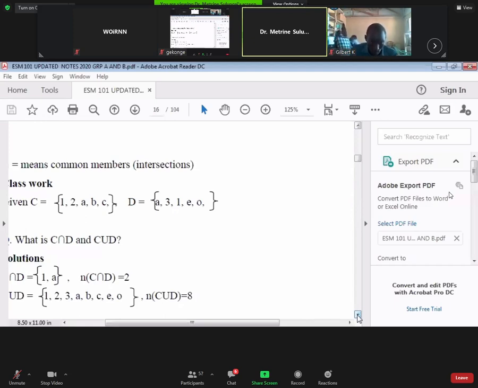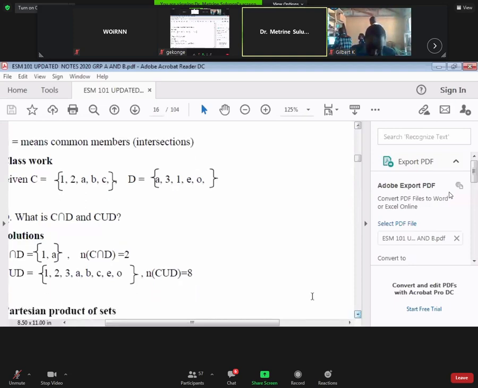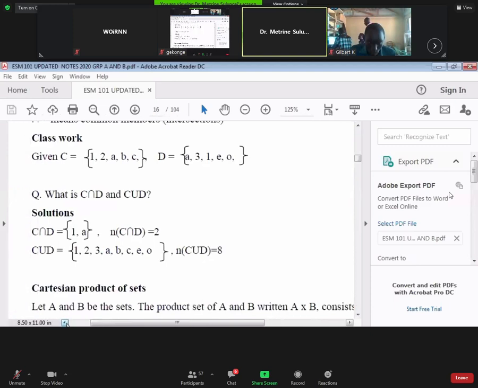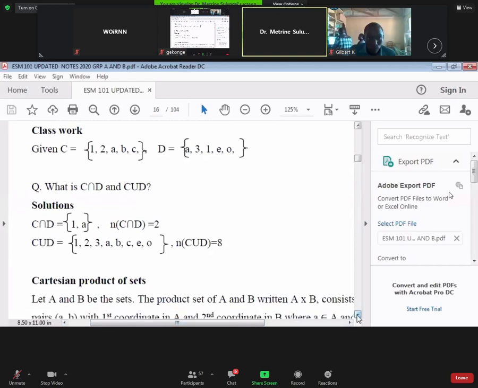And therefore, when I'm interested in the cardinal number of elements, or how many elements we have in the union, there are 8. How many elements do we have in the intersection? There are 2. How many elements do we have in set C? There are 5. How many elements do we have in set D? There are 5. But the union has 8 and the intersection has 2.